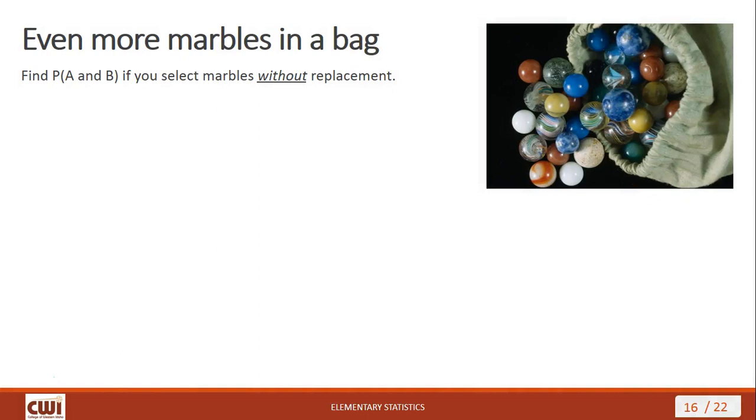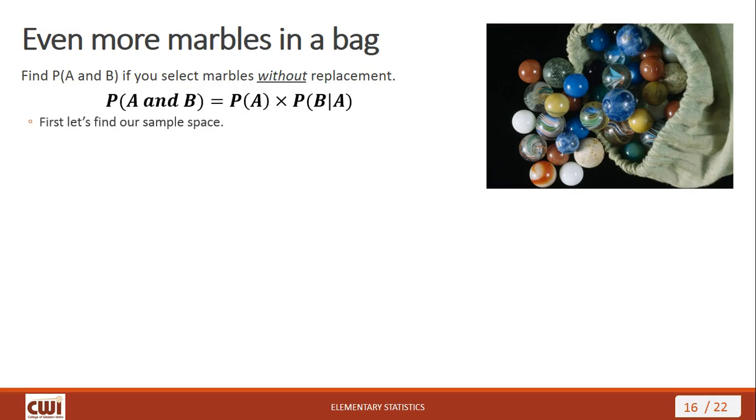Supposing, however, that we didn't put that green marble back in the bag when we went to take our second trial. Now what is the probability? Well, we're going to use the same multiplication rule, but notice how we calculate the probabilities is going to change. First, we find our sample space. That didn't change. There's still 145 marbles in the bag.